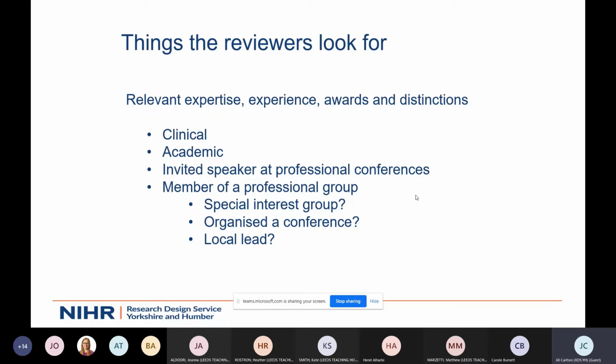You might have been an invited speaker at certain events. You might lead special interest groups. You might lead a journal club. You might be the local go-to person in terms of advice for ethics applications, which in itself shows a good knowledge of research and the research and governance components that are linked to that.